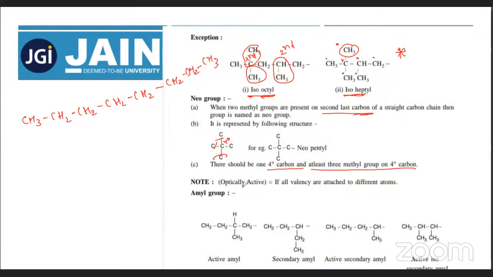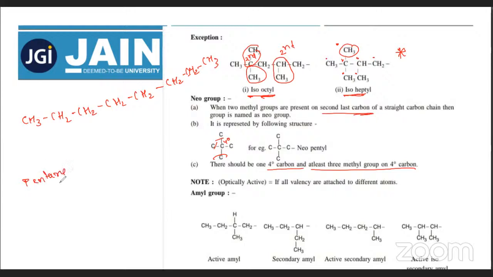Optically active compounds, you don't have to read about this. That is not needed. There is something known as the amyl group. The amyl group is basically the same: you write CH3, CH2, CH2. This is 1, 2, 3, 4, 5 carbons. So 5 carbons is basically pentane.